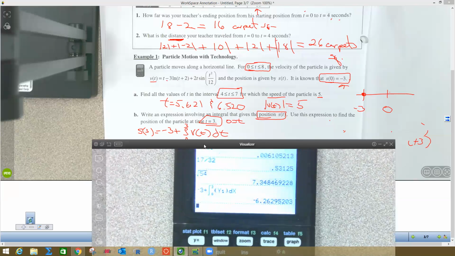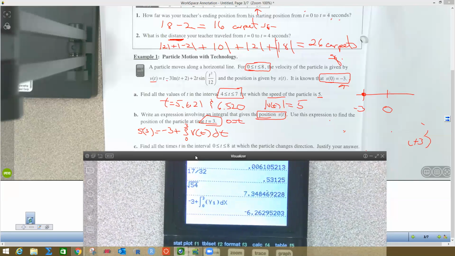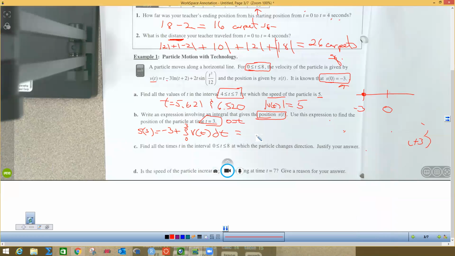So the position s of 3, the position at t equals 3, is going to equal -6.263. That would be my position at 3 seconds. At the exact time t is 3 seconds. Okay, let's keep going. I think this is going to be a little bit of a long assignment.